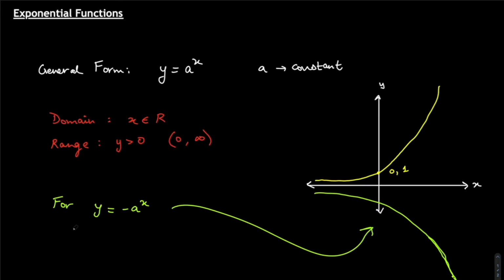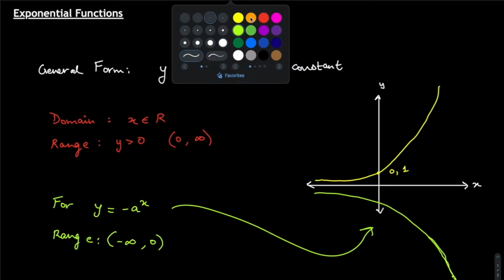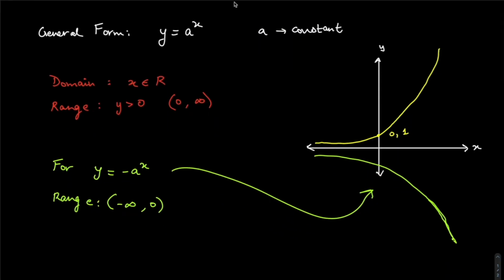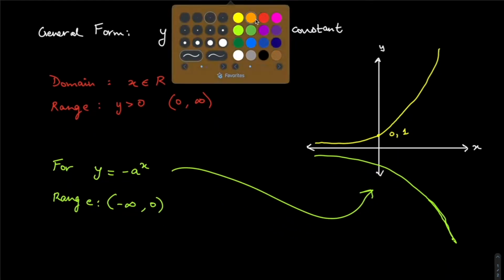In this case, the domain would remain all real numbers, but here the range would be from 0 to minus infinity, or minus infinity to 0. That's the range. We can also have something else. Let me change the color again. This time I'll take orange.